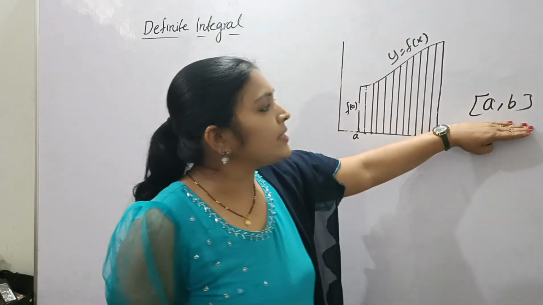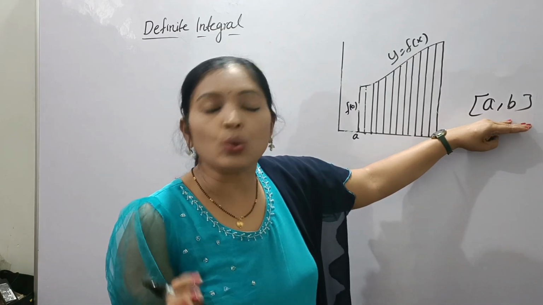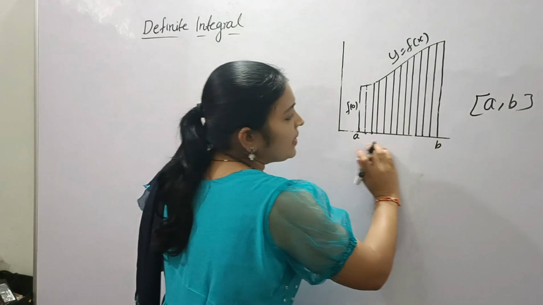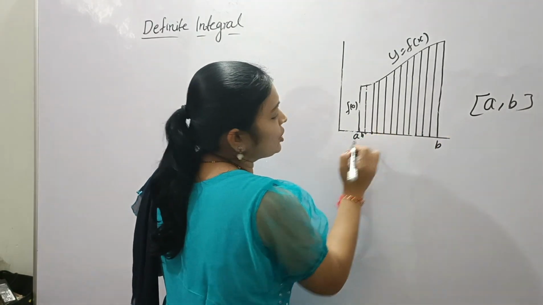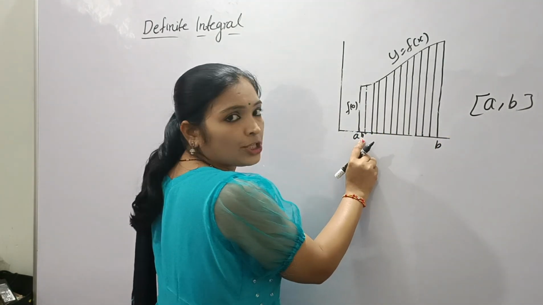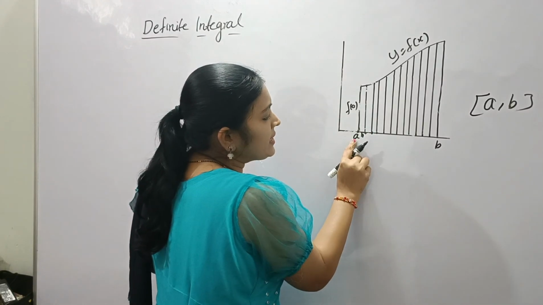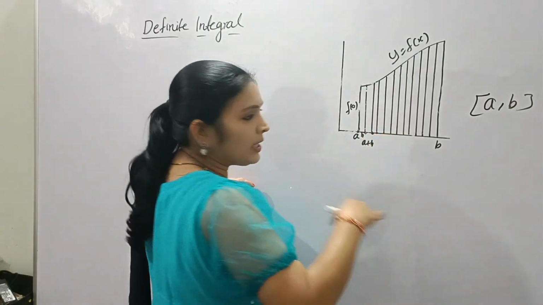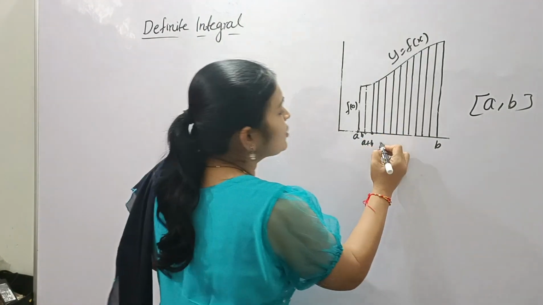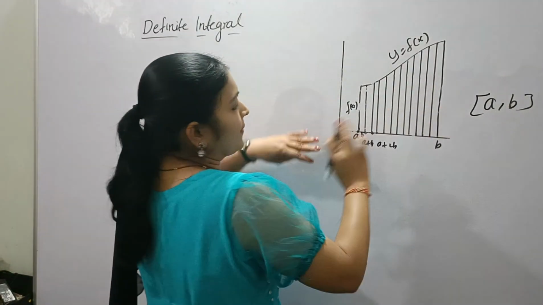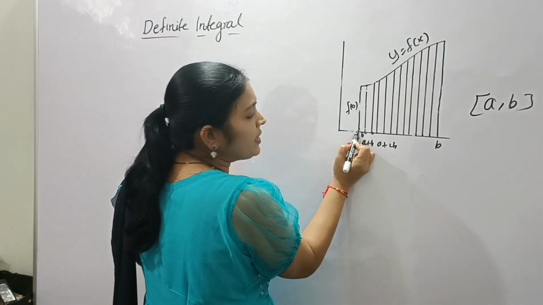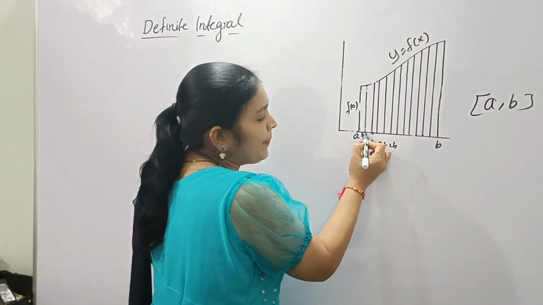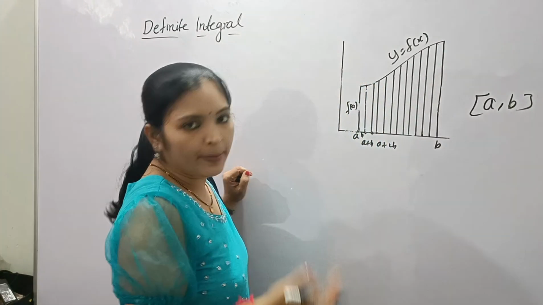So here let's divide this closed interval [a, b] into n subintervals of length h. That is, there are n subintervals of length h. Suppose this length is h. If this point is a, then this point is a plus h, and this point is a plus 2h, and so on. If this point is a, this height is f of a. This point is a plus h, so this height is f of a plus h.